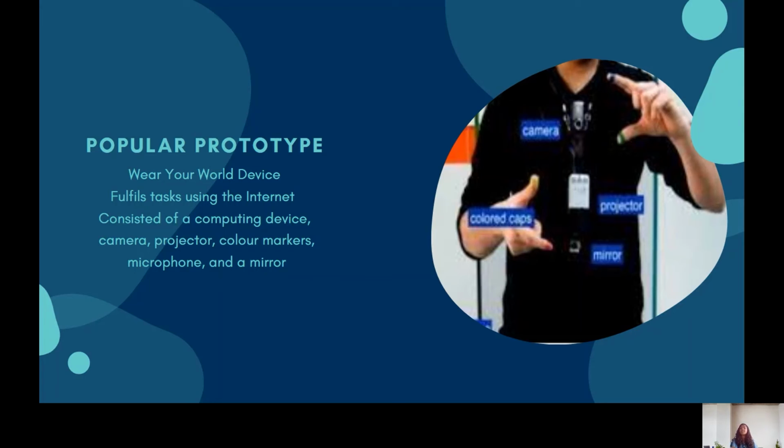This prototype consisted of a computing device, camera, projector, color markers, microphone, and a mirror. Using a wired or wireless connection, the projector and camera are both connected to a computing device which uses the internet via 4G or 5G or wireless Wi-Fi. The whole system is made wearable using some sort of string in a way that the projector's end is tilted downward toward the ground.